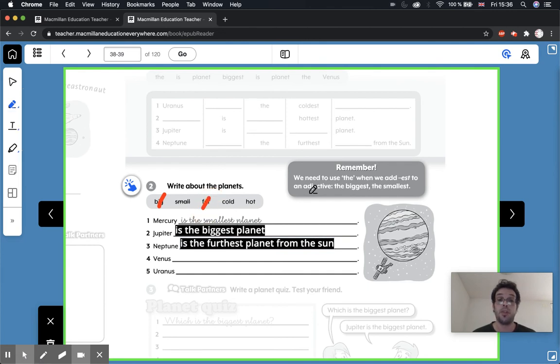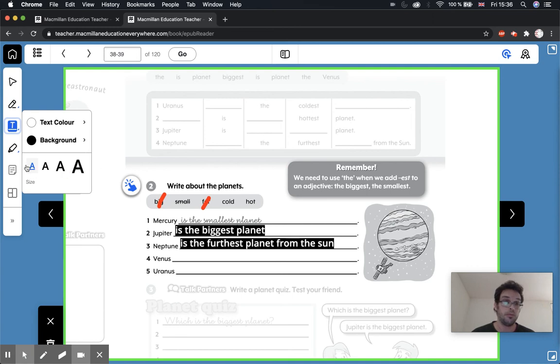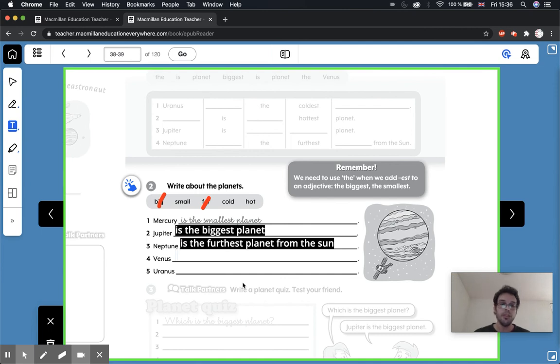Okay, so we have 2 more. Cold, frío, and hot, calor. So, which planet is cold and which planet is hot? Let's have a look. All right, number 4. Let's do number 4. Venus. Now, if you don't remember Venus, Venus es el más caliente. Caliente, hot. Let's make the phrase. Venus is the hottest planet.